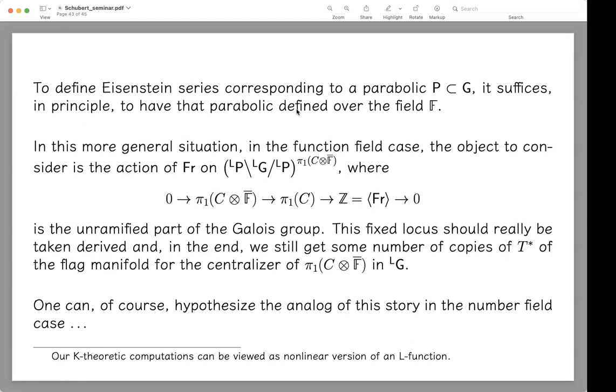So in general, the setup in this paper should be generalized to a flag manifold for a certain group, which is the centralizer of inertia in the Langlands dual group, and then that will have an action of the Frobenius element, and you should do the corresponding equivariant computation in whatever homology is appropriate. That's one direction in which this is supposed to go.